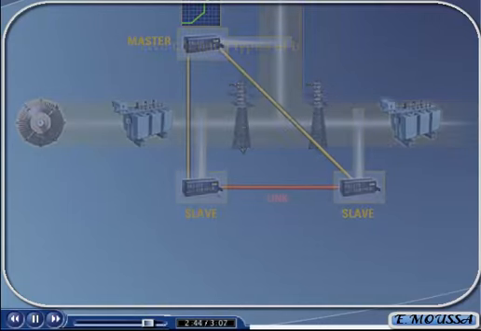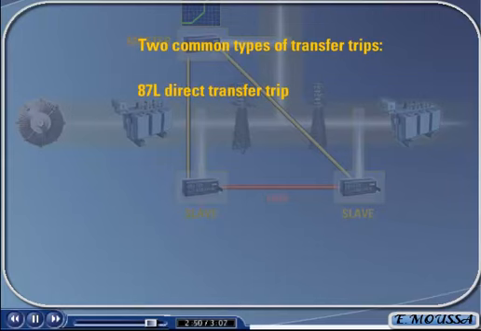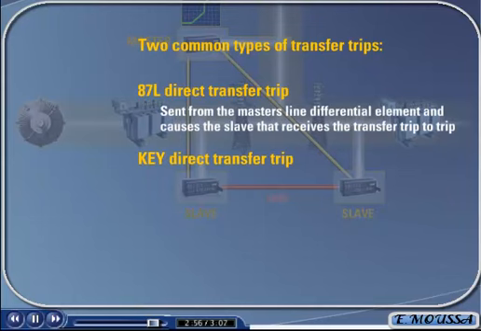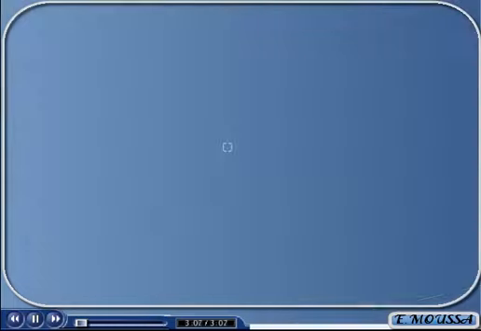With line current differential relaying, there are two common types of transfer trips that can be sent: the 87L direct transfer trip and the key direct transfer trip. The 87L direct transfer trip is sent from the master's line differential element and causes the slave that receives the transfer trip to trip. The key direct transfer trip is sent by another function, such as breaker failure.